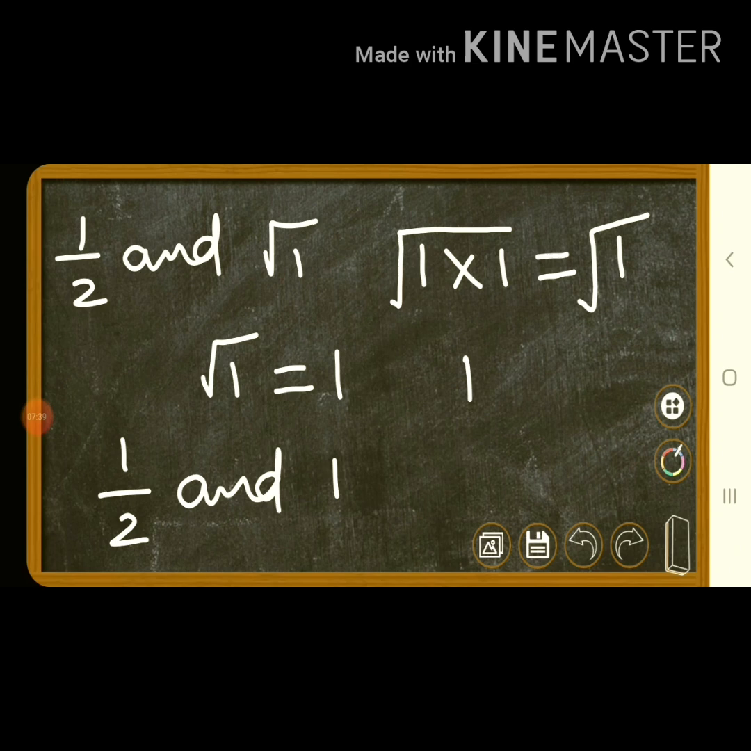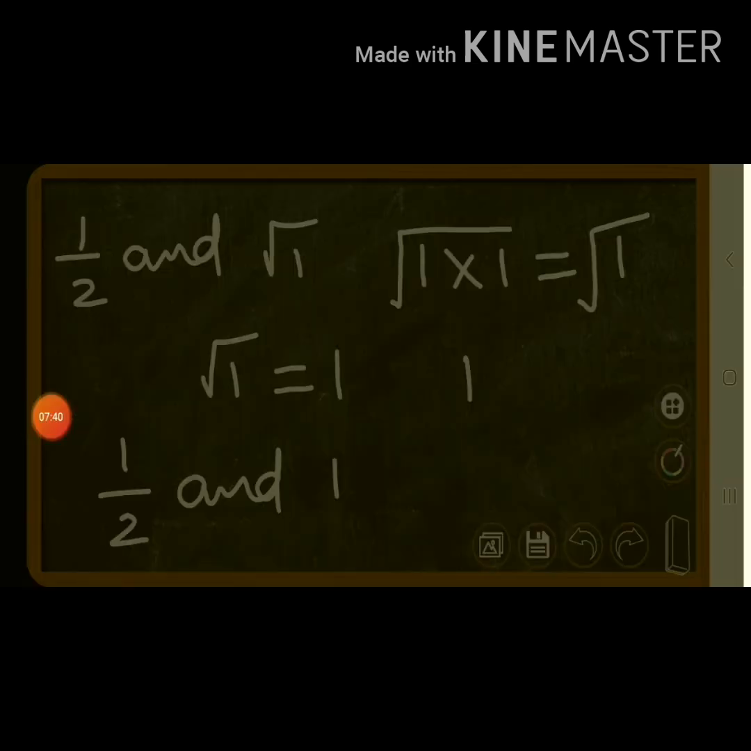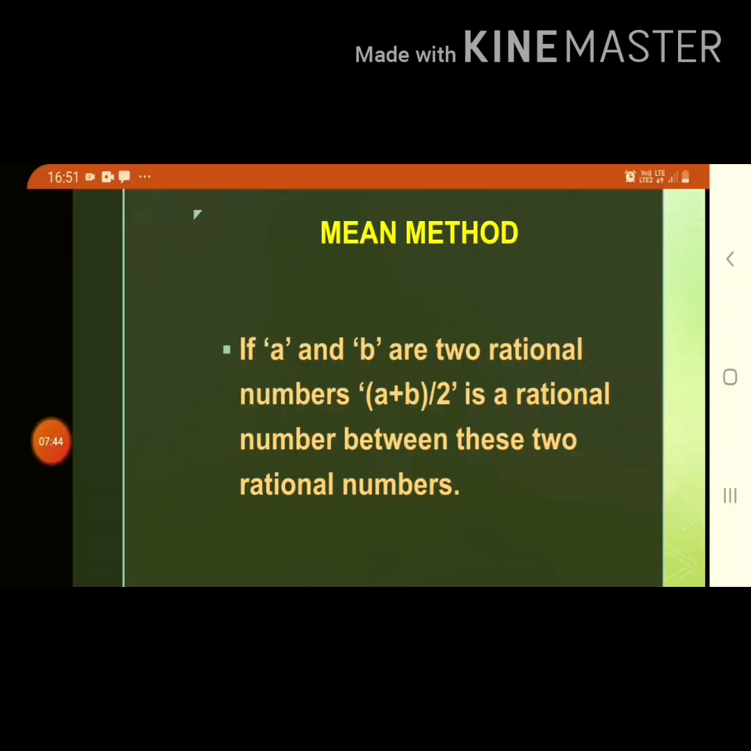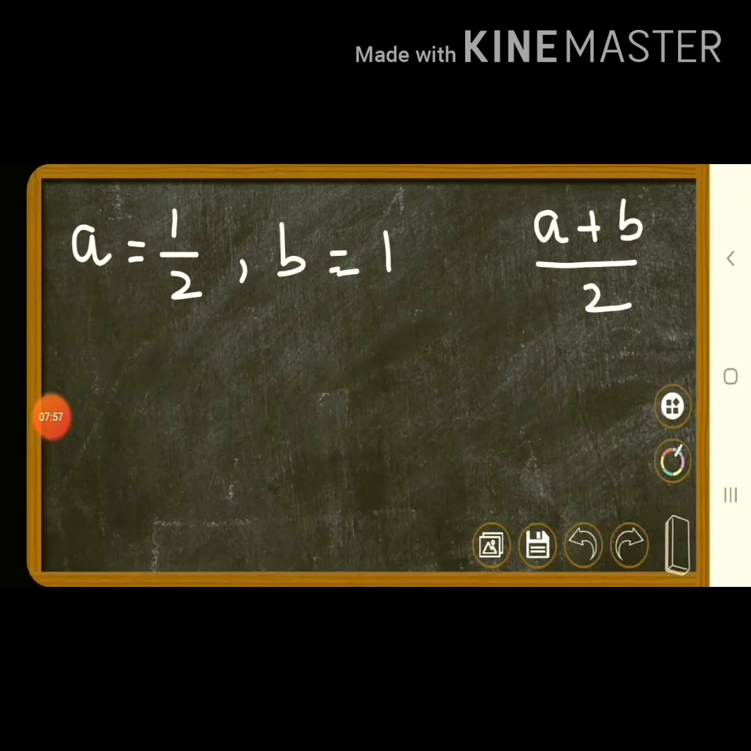For this we need to follow the mean method. According to the mean method, if a and b are two rational numbers, then (a plus b) by 2, which is the mean of a and b, is a rational number between these two rational numbers. Here a is equal to half and b is equal to 1. We will follow the formula (a plus b) by 2 to find a rational number between half and 1.